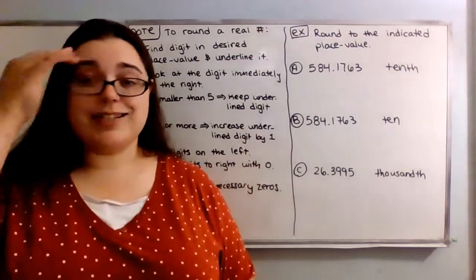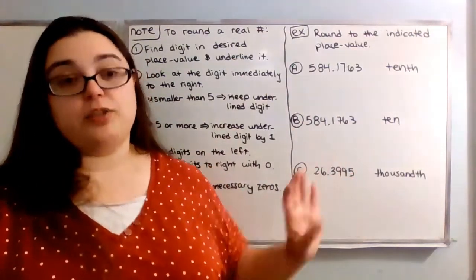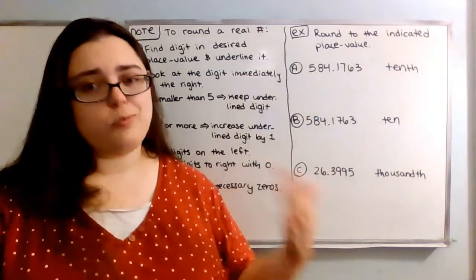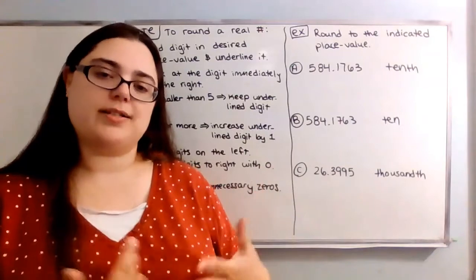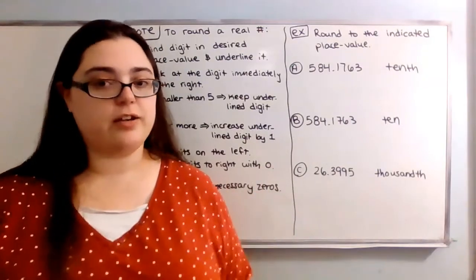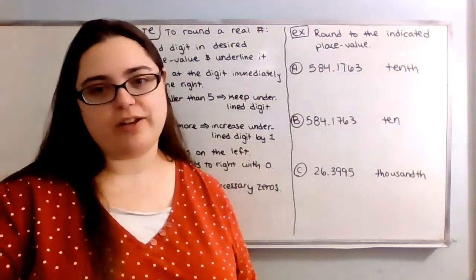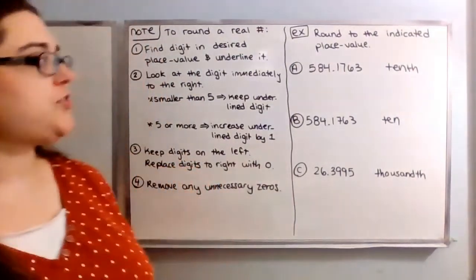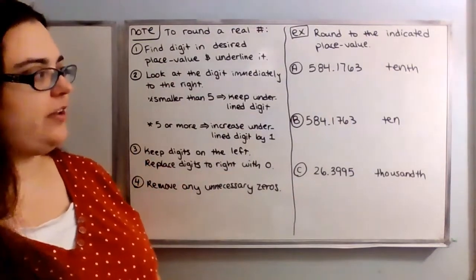When you're rounding a decimal number, once you turn things into zeros, then you might have some unnecessary zeros. And one of the points of rounding a number is so that you can write it in a more concise and easy to digest or understand format. So we want to get rid of any unnecessary zeros when we write our final answer. So let's walk through these examples of rounding to the indicated place values.